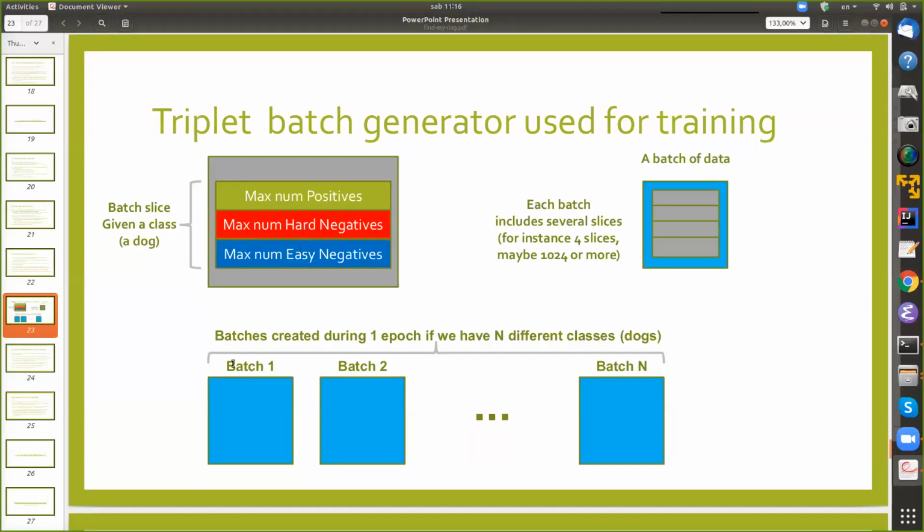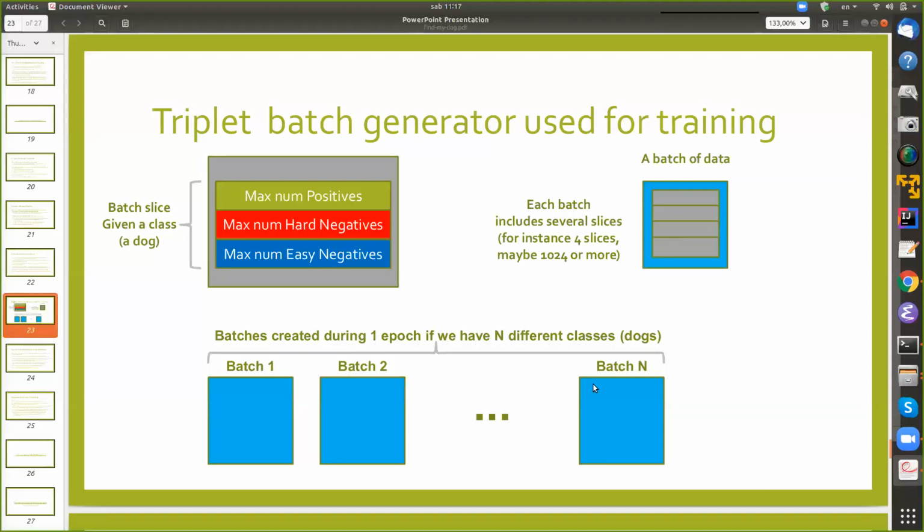I guarantee by looping across all the classes that I touch at least once all the classes, but each batch will include, if batch size is 1024, each batch includes 1024 images divided in slices, and each slice has 8 images. The first slice is always the slice for the class of the batch number, class 1, class 2, and so on. If I have 1000 classes, class 1000. So the first slice in the first batch is for class 1. The first slice in the second batch is for class 2.